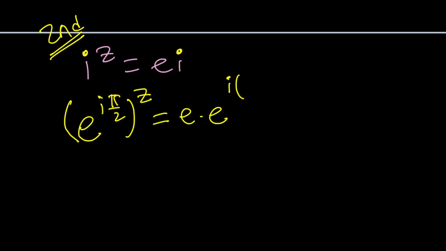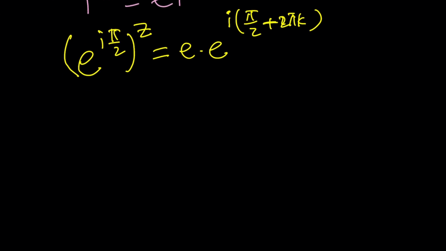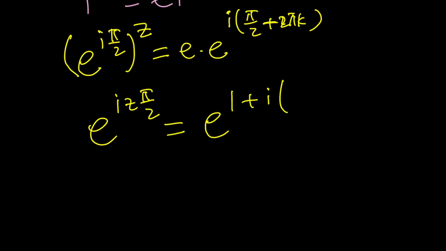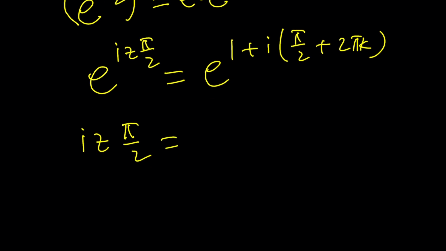I do need it here though, because we need to consider all possible values of I, all possible representations of I. This gives me e to the power I z pi over 2 equals e to the power 1 plus I times pi over 2 plus 2 pi k. Okay? And then the same idea. I think we're going to end up with something similar. The only difference I think is going to be that we're not going to have any integer at the bottom.